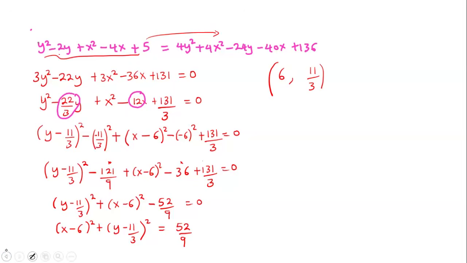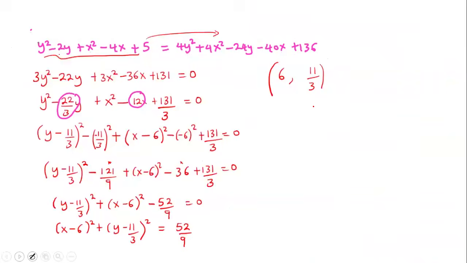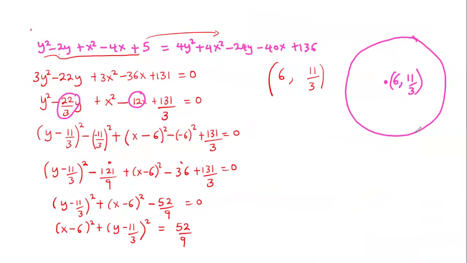When you go back to the item, they told us that the extension worker wishes to locate a plant at (7, 4) if water can't reach it. In other words, you are going to have your circle, whose center is (6, 11/3). But there is a point that has been allocated, and this center has a radius.